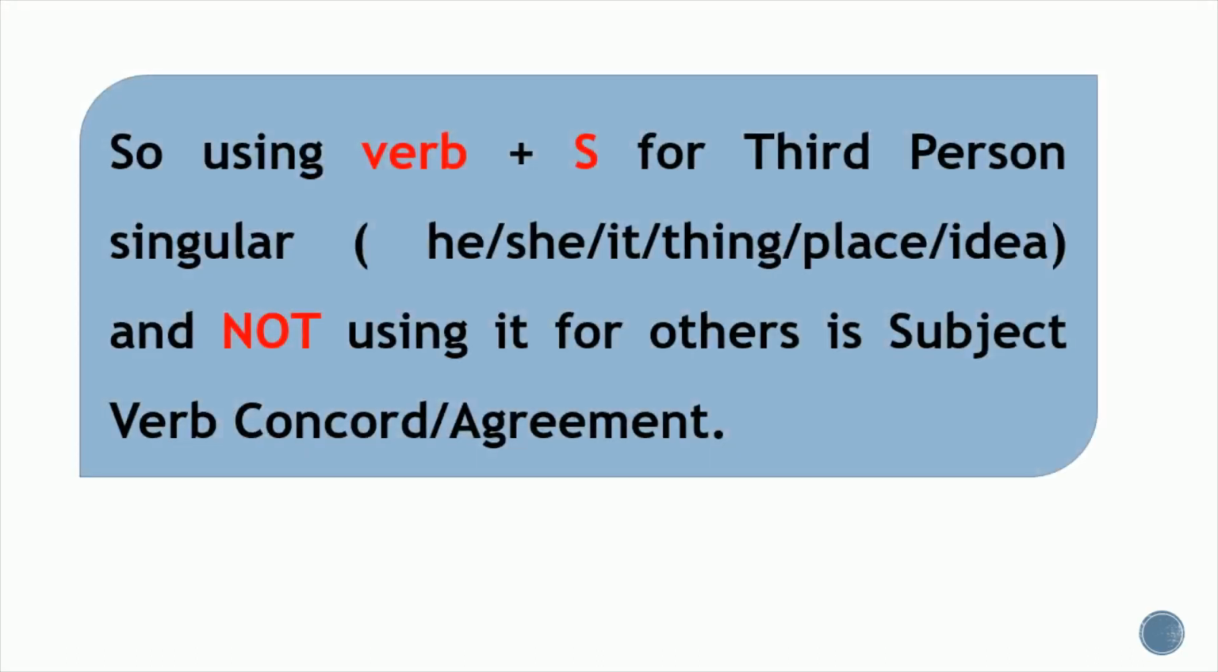So what is subject verb agreement or subject verb concord? Using the structure verb plus S for third person singular. That is he or she or it or anything or any place or any idea or any name, and not using the structure verb plus S for any other form. Understood?